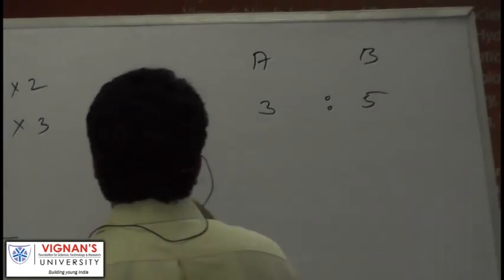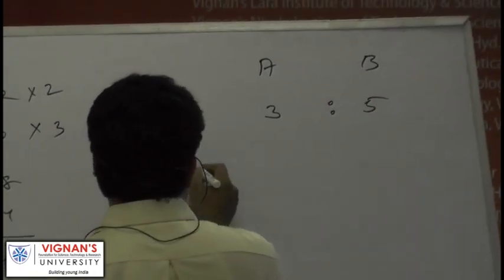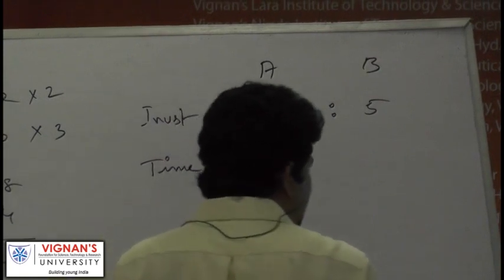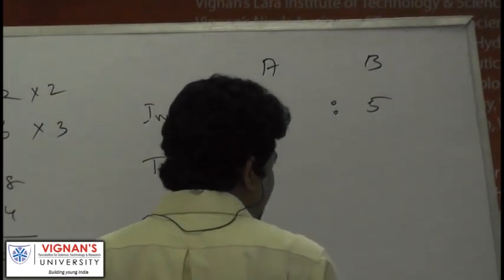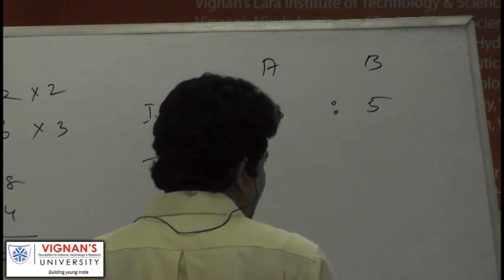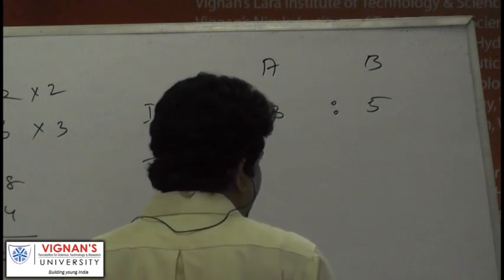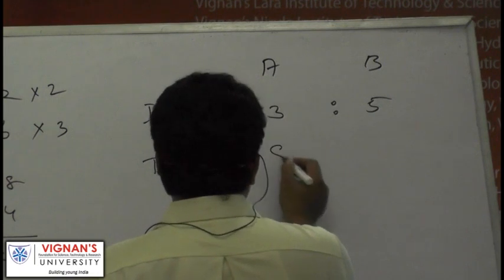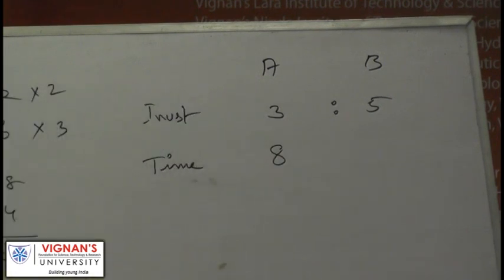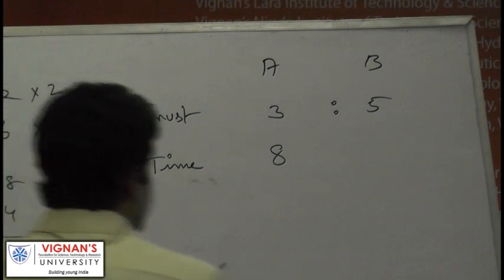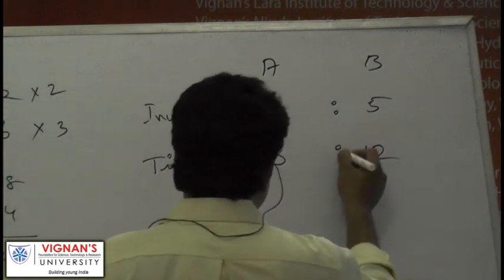Now, time periods ratio. Who withdrew his money? It means A invested there only for 8 months. What about B? B invested for 12 months throughout the year. So this is the investments ratio and this is the time ratio.